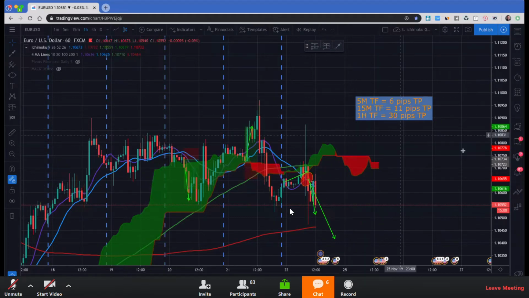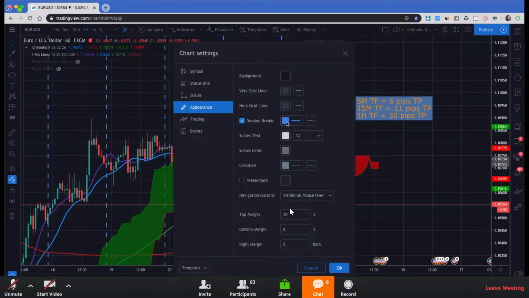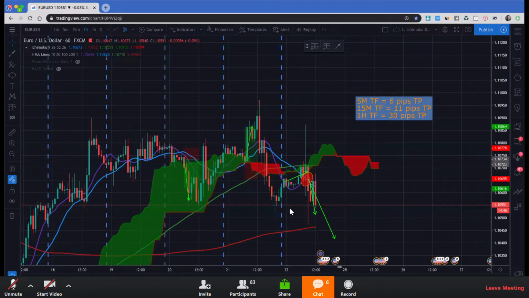Those days are period separators. It's very simple. It's here on appearance, session breaks. In MetaTrader, it's called period separators, I think. I hope it starts to make sense.